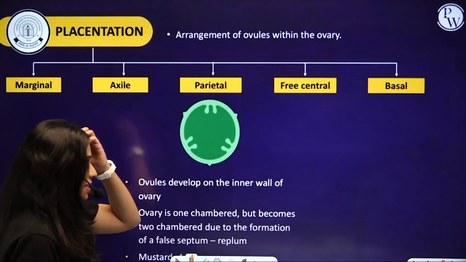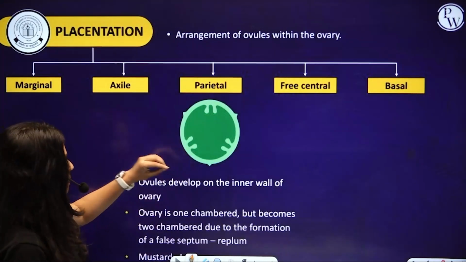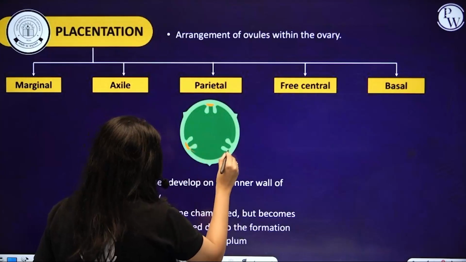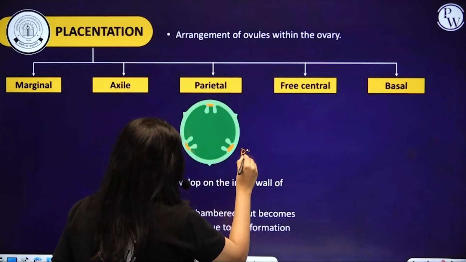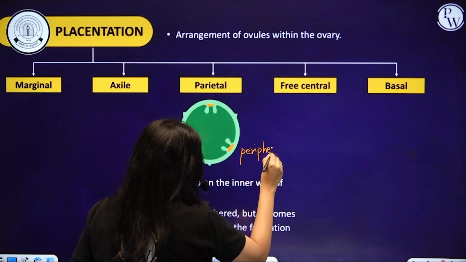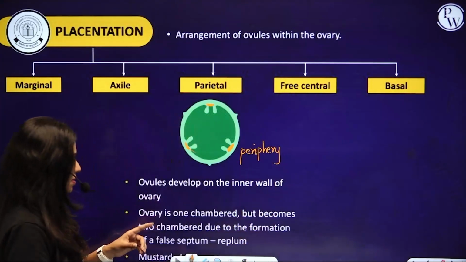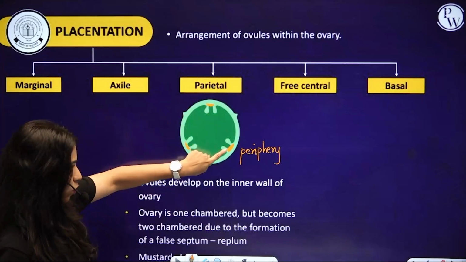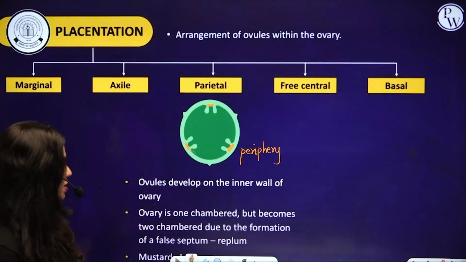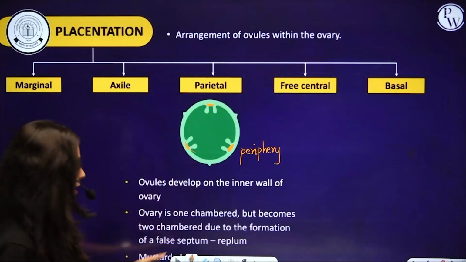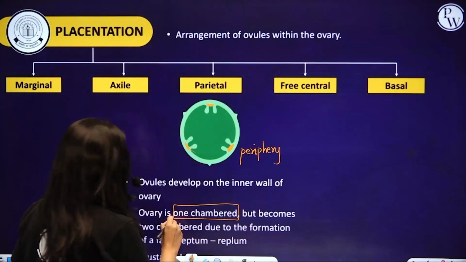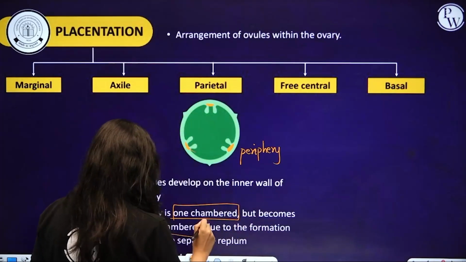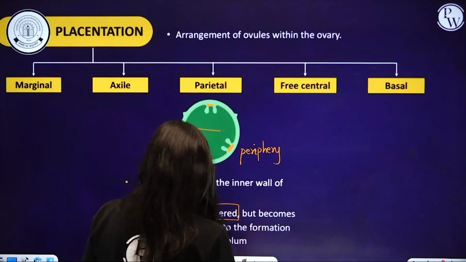Over here, you do not see any axis. The placenta is present on the inner wall of the ovary, at the periphery. Periphery means on the outer side. So the placenta is present on the inner wall of the ovary. To this placenta, the ovules are attached. Over here, the ovary is initially one-chambered. It will have only one chamber here, but eventually it will appear two-chambered because a false septum forms.